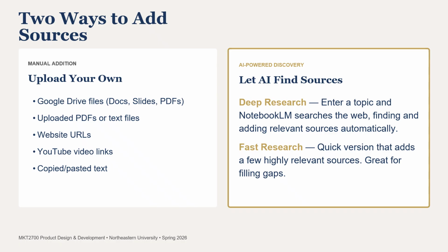Deep research is the comprehensive version. You enter a topic, and NotebookLM searches the web, evaluates sources, and automatically adds the most relevant ones to your notebook. This is incredible for starting research on a new topic. Fast research is the quick version. It adds just a few highly relevant sources, great for filling gaps when you realize you're missing something.